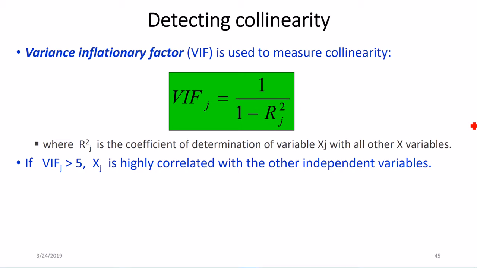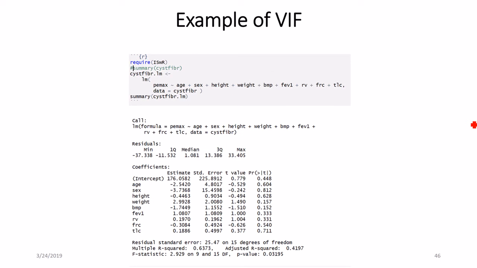VIF j for the variable xj is defined as 1 divided by 1 minus Rj squared. Rj squared is the coefficient of determination of the variable xj with all other x variables. If we get a value greater than 5, then we can say xj is highly correlated with the other independent variables. Let's look at an example.